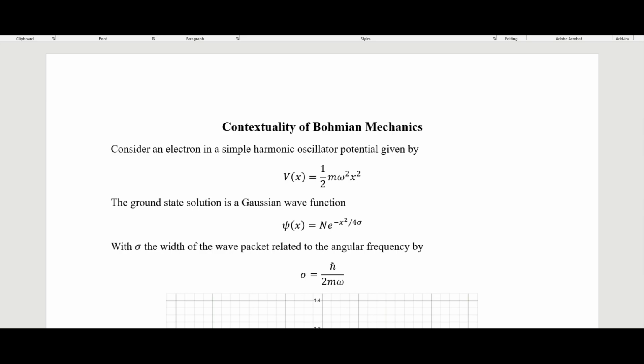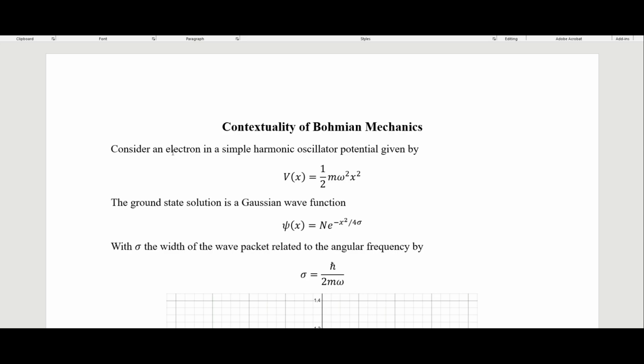And I'll talk about in later videos that Bell's inequality tells us that any quantum mechanical theory also has to be non-local. Therefore, if Bohmian mechanics is to be a candidate for an interpretation of quantum mechanics, it has to be contextual and non-local. In this video, I'm going to show how Bohmian mechanics satisfies both of those things. The first thing we'll look at is contextuality.